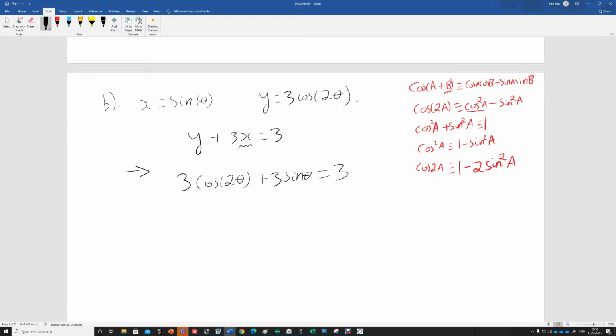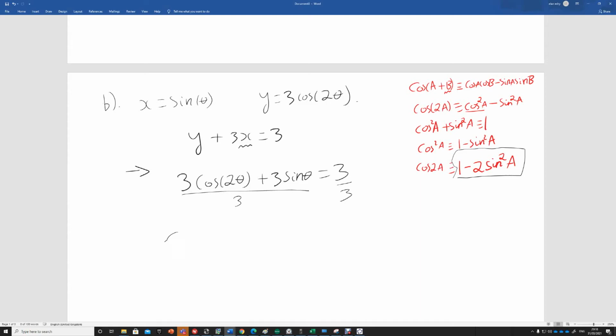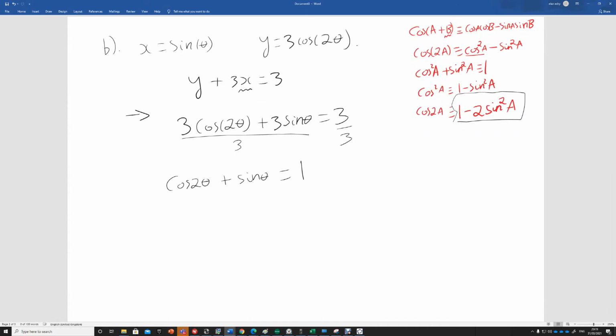So we have 3 cos 2 theta plus 3 sine theta is 3. Well, actually, the easiest thing to do would be to divide both sides by 3, because then I just have cos 2 theta plus sine theta equal to 3 divided by 3, which is 1. I can now use my double angle formula to write cos 2 theta as 1 minus 2 sine squared theta. So I have 1 minus 2 sine squared theta plus sine theta is equal to 1.